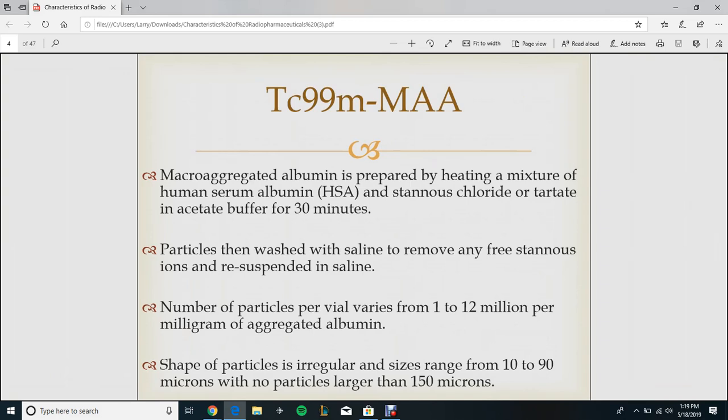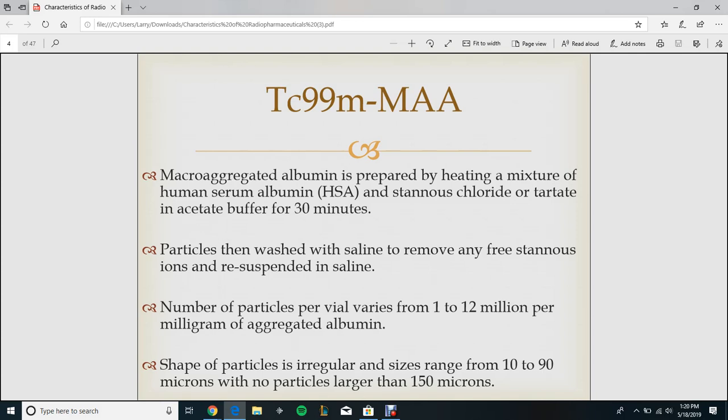Technetium-99m MAA. The MAA stands for macroaggregated albumin. The macroaggregated albumin is prepared by heating a mixture of human serum albumin, which is HSA, and stannous chloride or tartrate in acetate buffer for 30 minutes. Particles are then washed with saline to remove any free stannous ions and resuspended in saline. The number of particles per vial varies from 1 to 12 million per milligram of aggregated albumin.